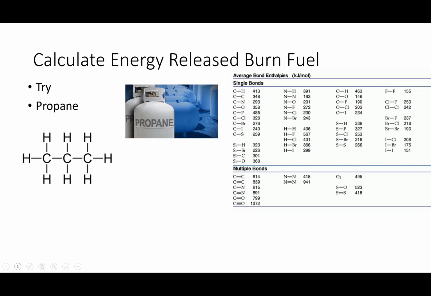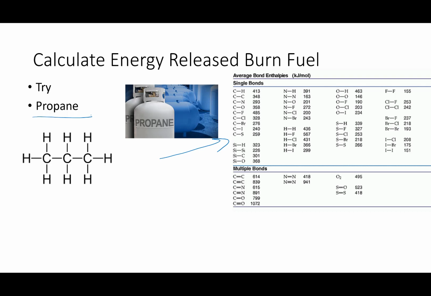So here's what I'm going to ask you to do. Hit pause and try doing this for yourself. Take a look at a small molecule like propane. Can you calculate the amount of energy that would be released if propane was totally combusted, and all of the bonds were broken? Okay, hit pause, give it a try.